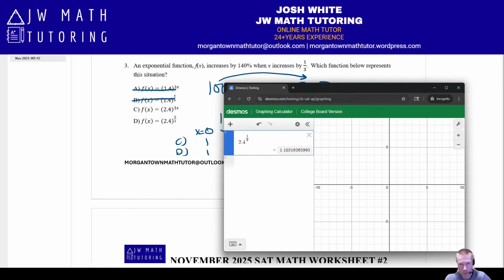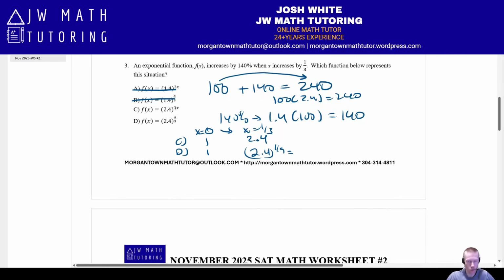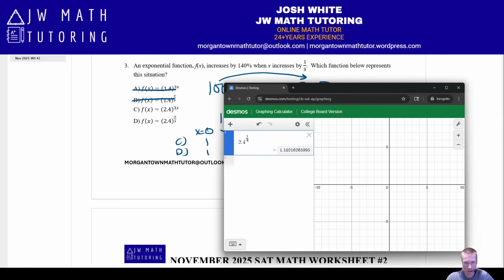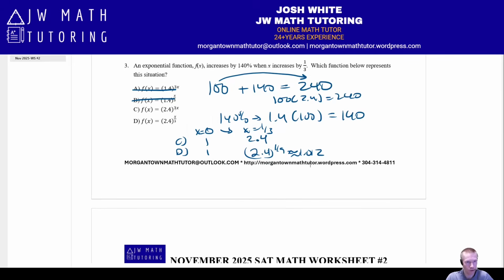yeah, it's 1.102. That is not equivalent to a 140% increase. The point is, it's not equivalent to a 140% increase. So the correct answer here is going to be letter C.